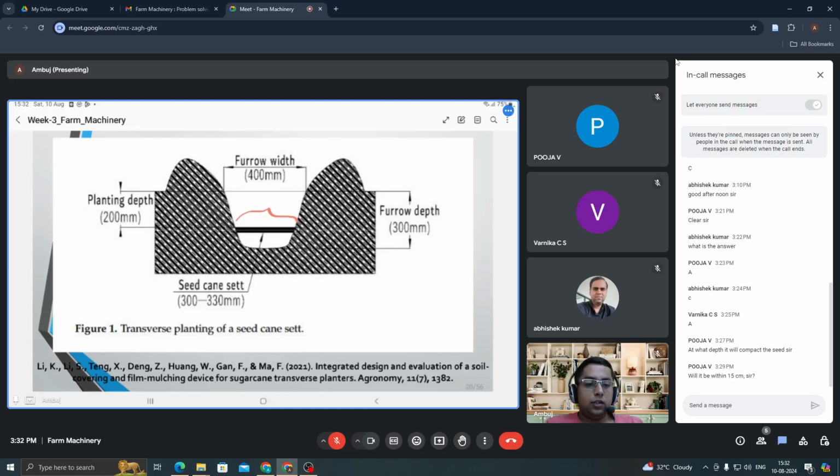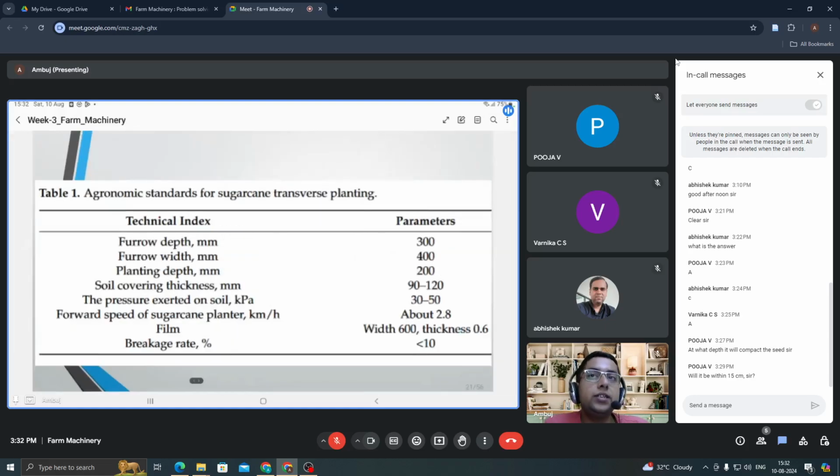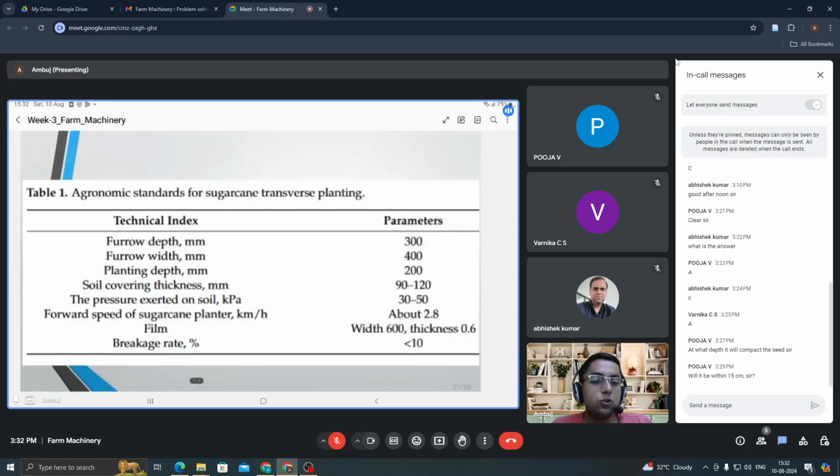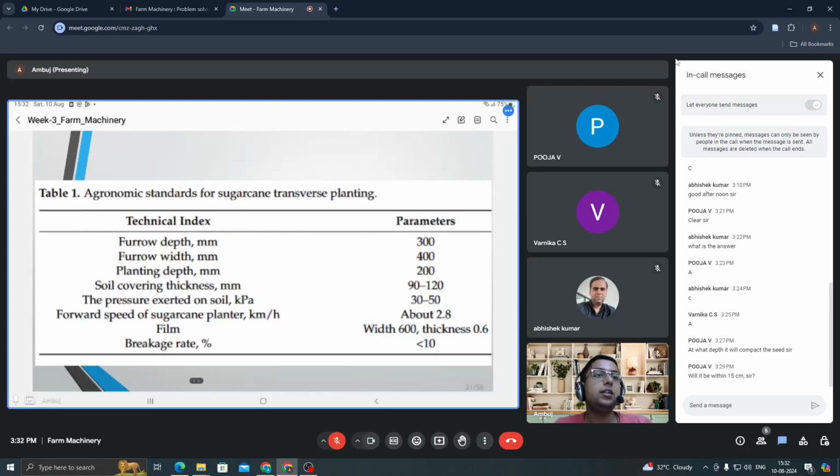Then what are the agronomic standards for sugarcane transverse planting? We must know them: what furrow depth we have to keep, what furrow width, what the planting depth is, what the soil covering thickness is, and in which range the pressure will vary. In this particular question, I have provided you 34 to 69. In the case of sugarcane also, it is somewhat in the range of 30 to 50, a shorter range. So you can have a rough idea regarding the soil compaction pressure.